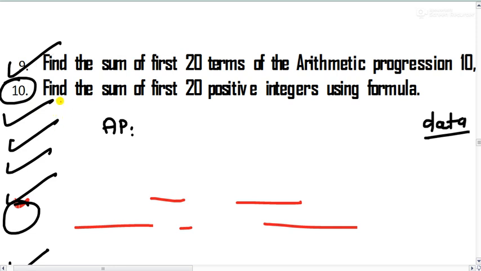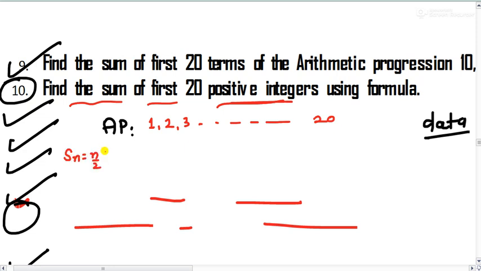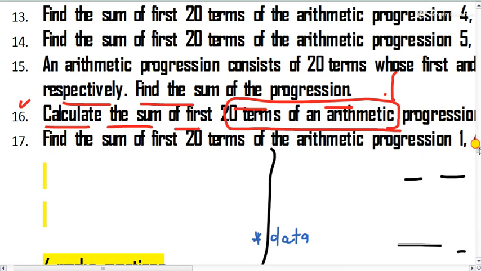See, they have asked, exactly, find the sum of the first 20 positive integers. So positive integers start from 1, 2, 3. It keeps on going till 20. So you can directly use the second formula of Sn, n by 2 into a plus an. You'll get the answer directly. We have a, we have n, also Sn, an. Both n and Sn are the same, right? So you can solve this question, even that is easy.